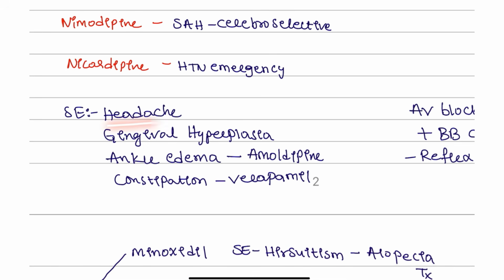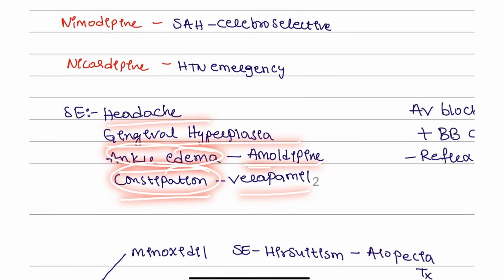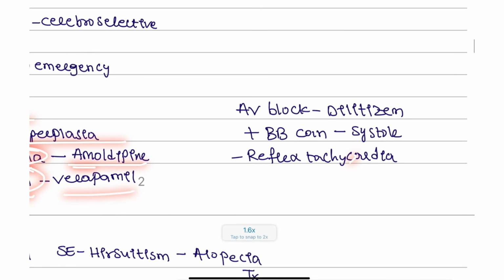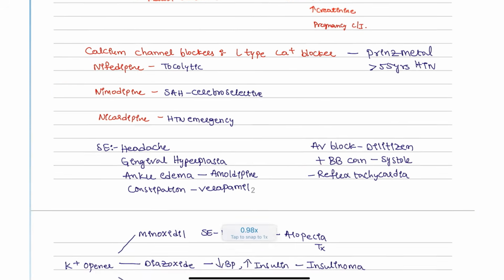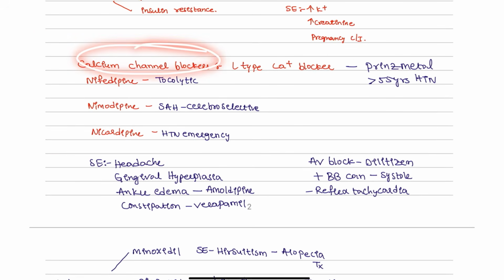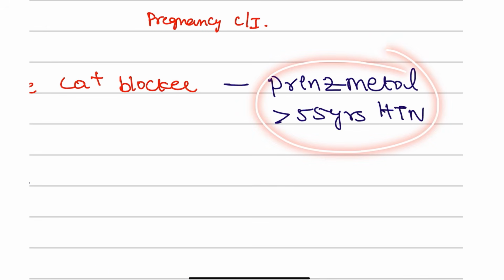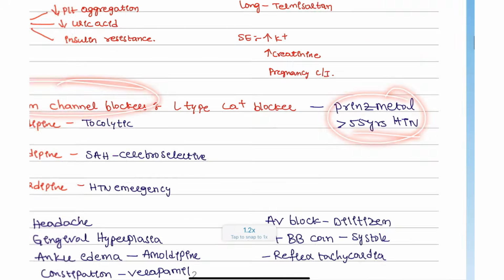Side effects are commonly headache, gingival hyperplasia, ankle edema, and also constipation. Constipation is commonly seen with verapamil. Ankle edema is seen with amlodipine, and diltiazem is a common drug that can be used in AV conduction block. If given with beta blockers, they can cause systolic dysfunction, and reflex tachycardia is also seen in these patients. Another use of calcium channel blockers is Prinzmetal angina, and in those suffering from hypertension who are more than 55 years old.